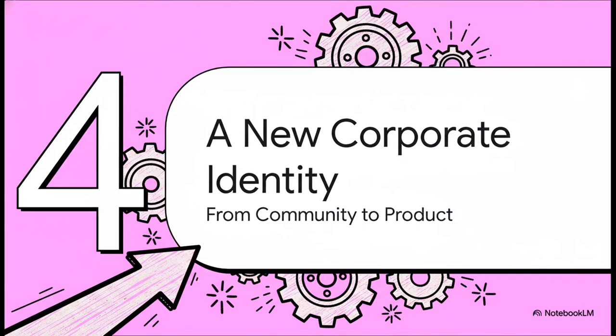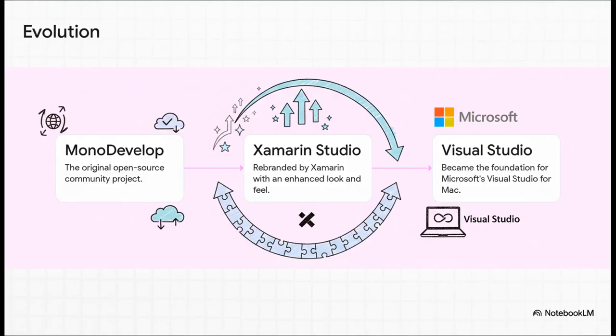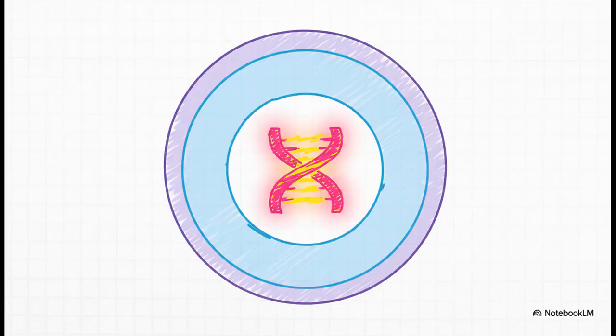Okay, so here's where MonoDevelop's journey takes a pretty significant turn. All this success, well, it didn't go unnoticed. And pretty soon, the corporate world came knocking. The software's evolution really happened in these stages. First, a company called Xamarin, which was commercializing the whole Mono framework, took it and rebranded it as Xamarin Studio. Then, after Microsoft bought Xamarin, the core technology of MonoDevelop actually became the foundation for an official Microsoft product, Visual Studio for Mac. I mean, just stop and think about that for a second.